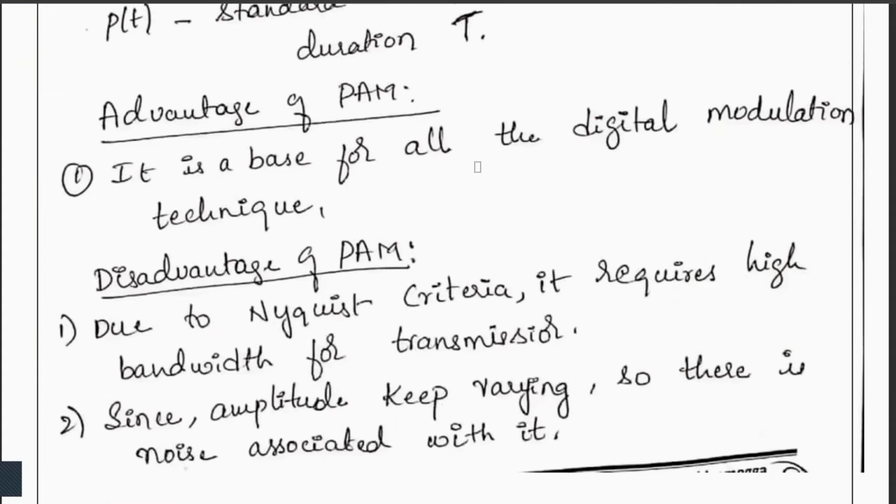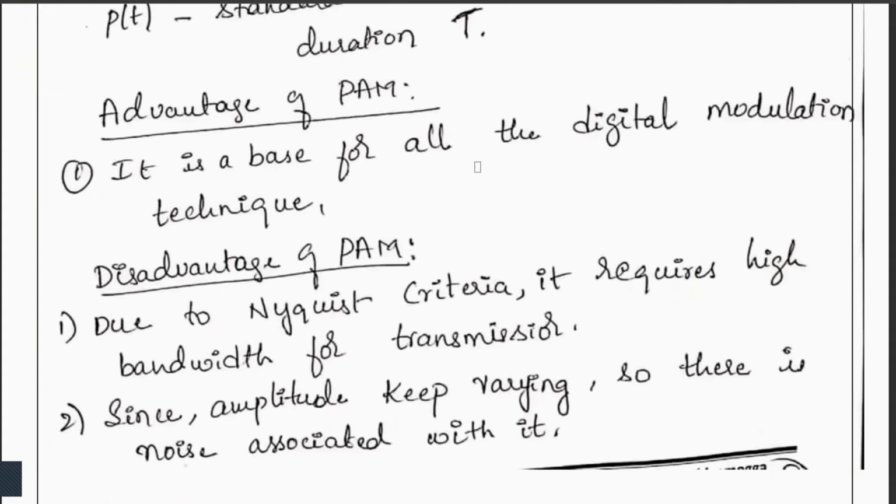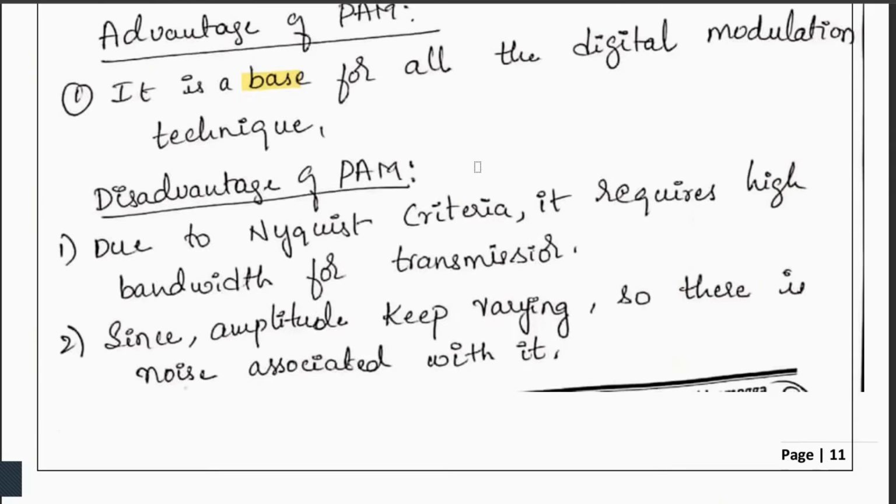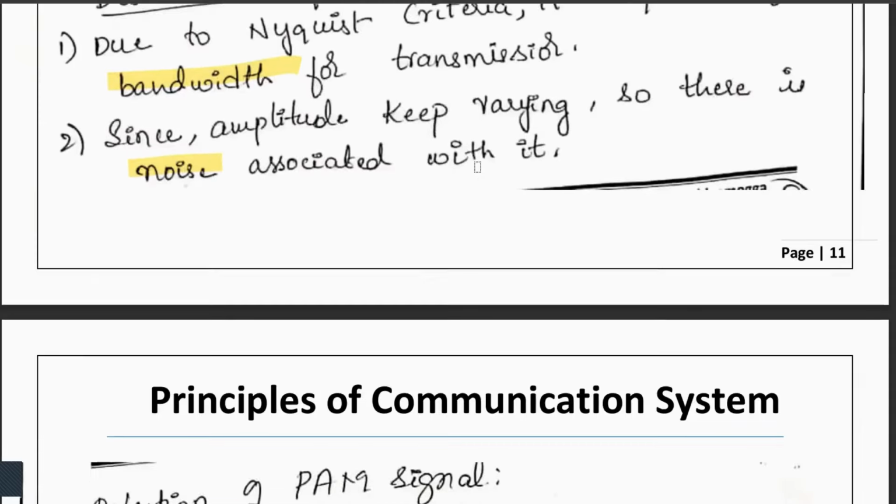Then what is the advantage of PAM? It is the base for all the digital modulation techniques. It is the main basic. Now disadvantages: due to the Nyquist criteria, it requires high bandwidth for the transmission. Since the amplitude keeps varying, there is noise associated with it.